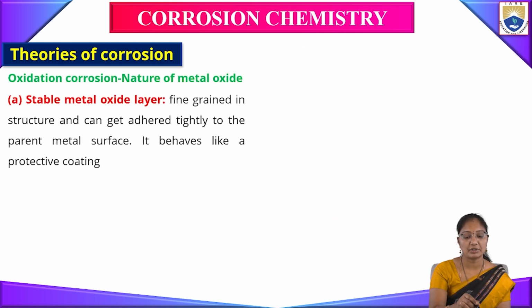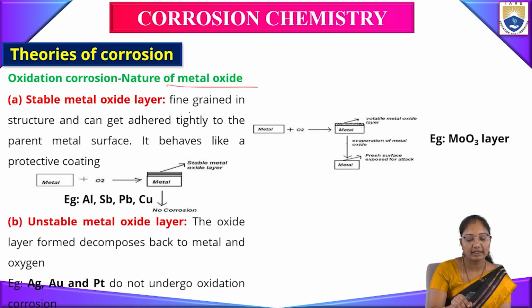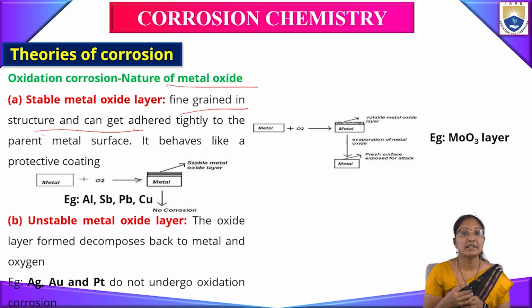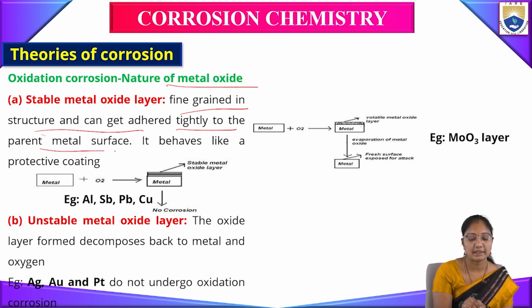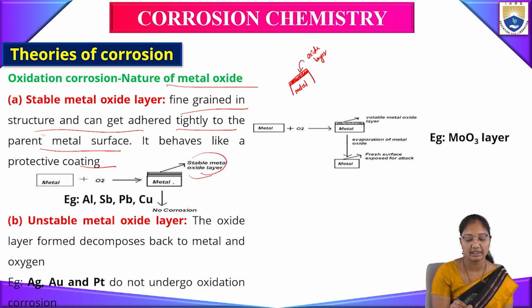So the next is the oxidation corrosion nature of the metal oxide layer. The metal oxide layer is fine grained in structure and gets adhered, means gets attached tightly to the metal surface. So it behaves like a protective coating. Suppose metal plus oxygen gives a stable metal oxide layer, so there won't be any corrosion. Examples: aluminium, antimony, lead and copper.